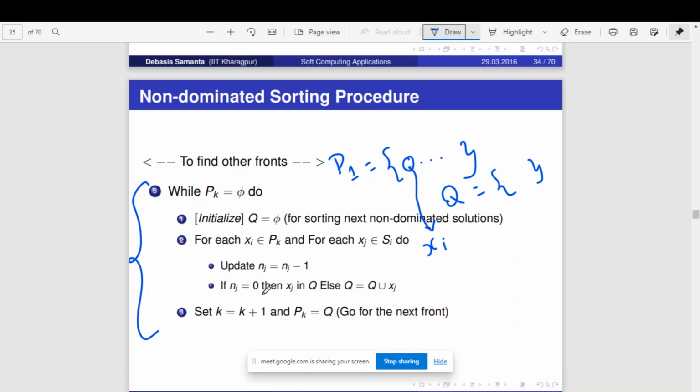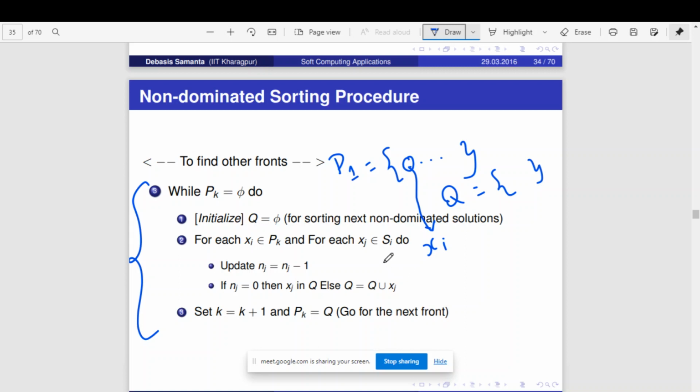If nj is equal to 0, then xj is in Q. Else, Q is equal to Q union xj.